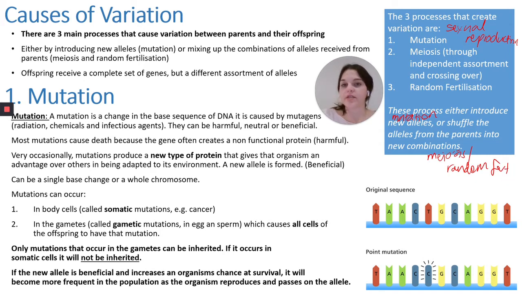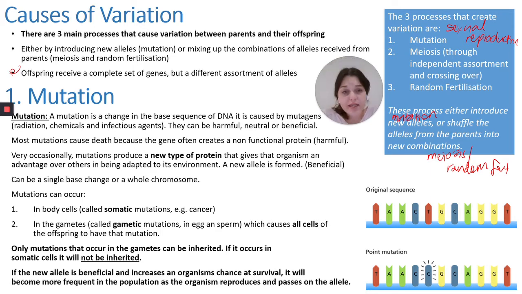Okie dokie, so yes, we're going to start with mutation today. So remembering this point here that offspring receive a complete set of genes, we've got all of the genes that we need, but a different assortment of alleles. So examples for the eye color gene, you could have the brown eye color, the blue eye color, green, hazel, whatever. You've got different alleles from your parents for that gene. Your friend has the same gene for eye color, but possibly different alleles.